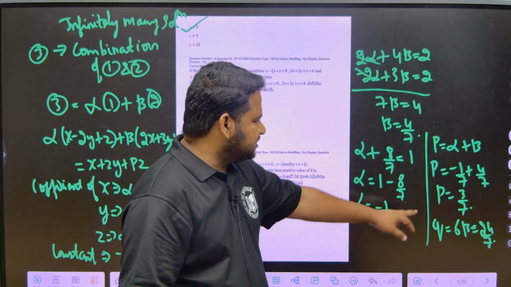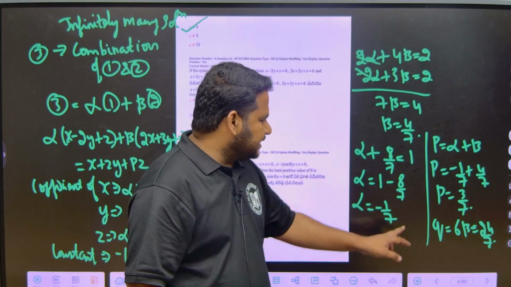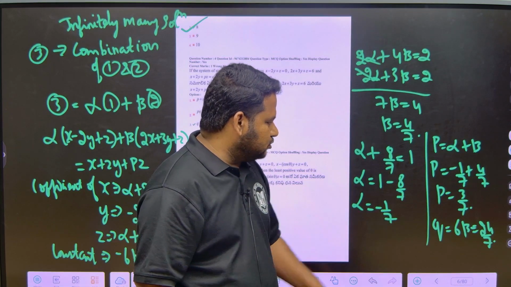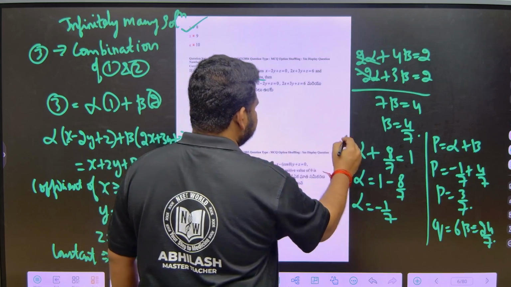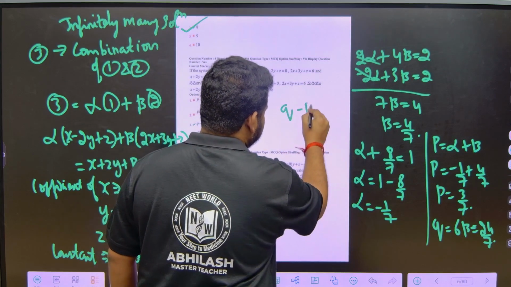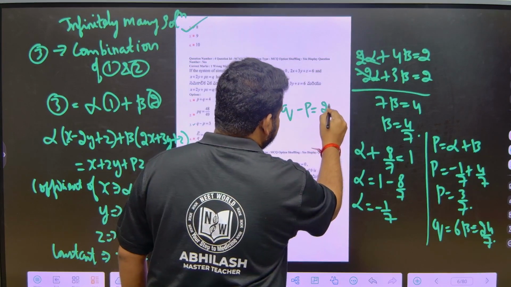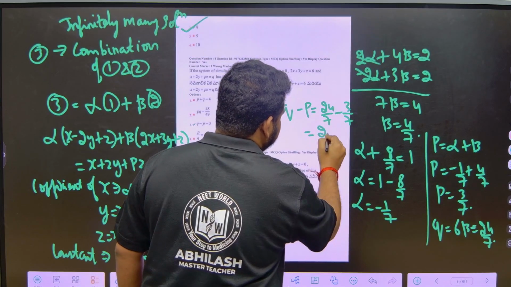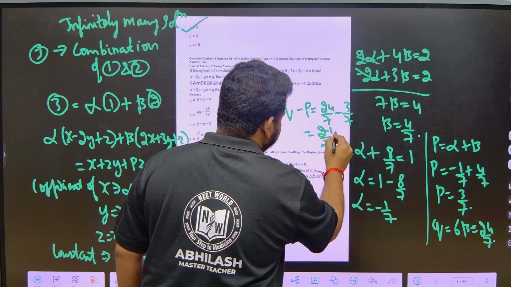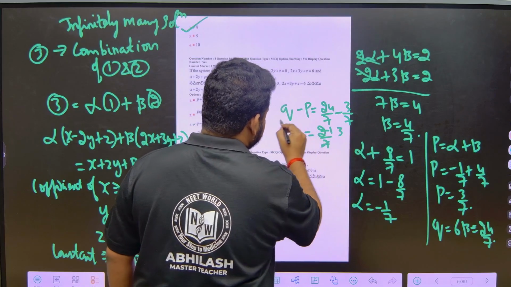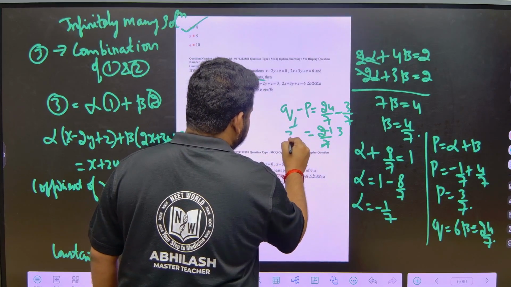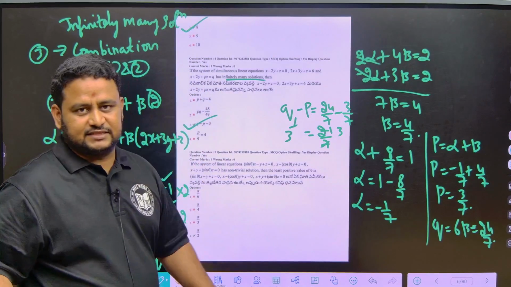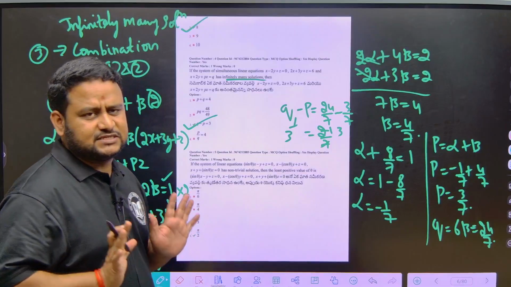Now if I see the relation between p and q, I can write q minus p, I'll get the value of q minus p. This is nothing but equal to 24 by 7 minus 3 by 7. This is nothing but 21 by 7, that is 3. So q minus p will be equal to 3, that is option 3. This is how you get the answer, friends. Little lengthy, but it is a very simple question, friends.